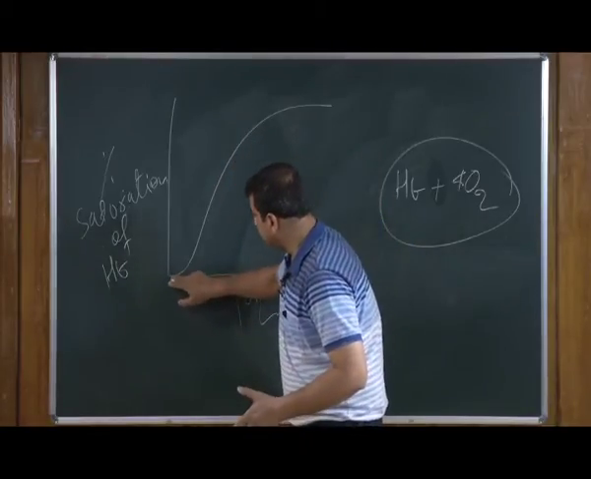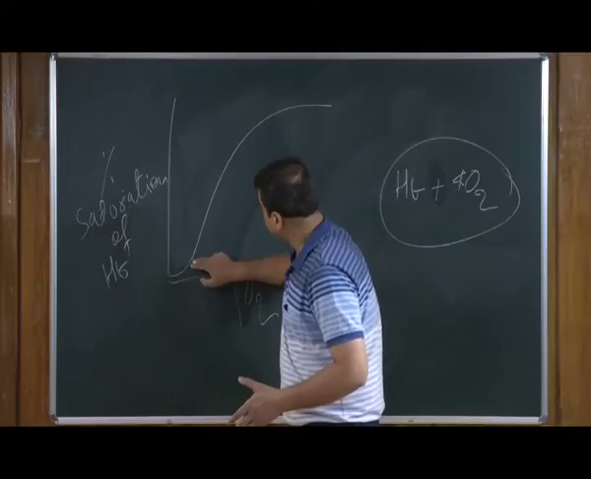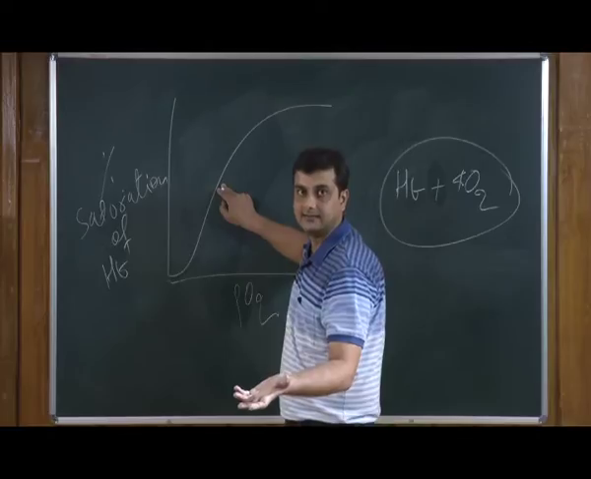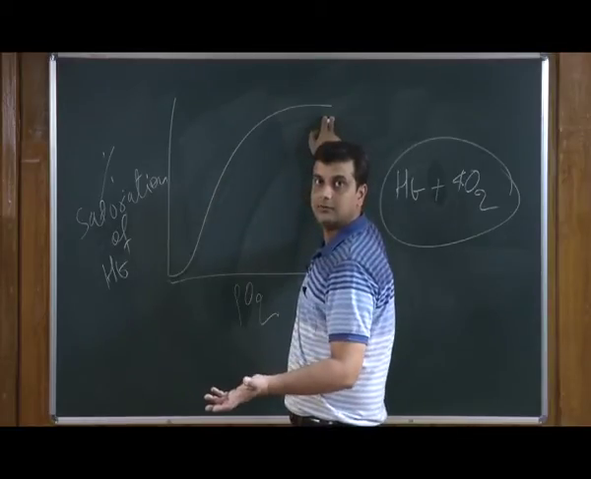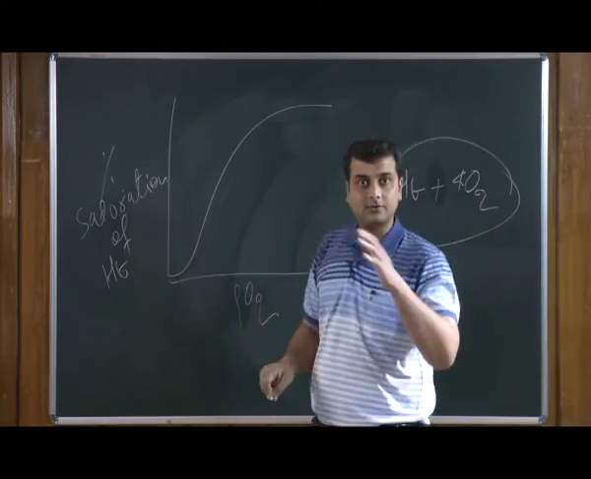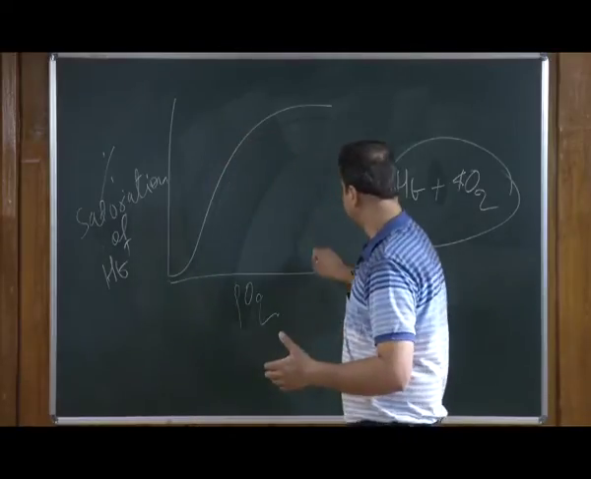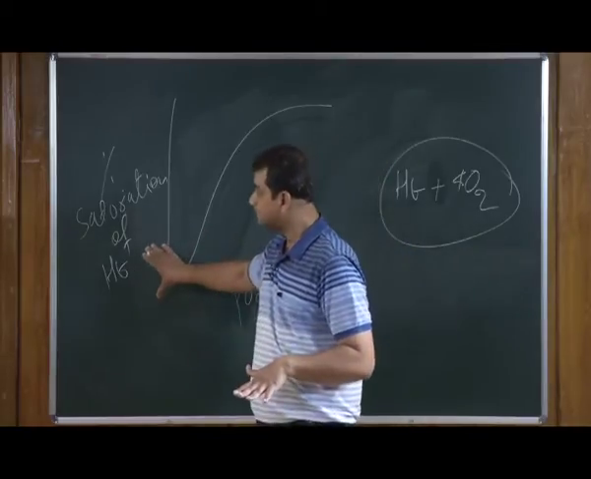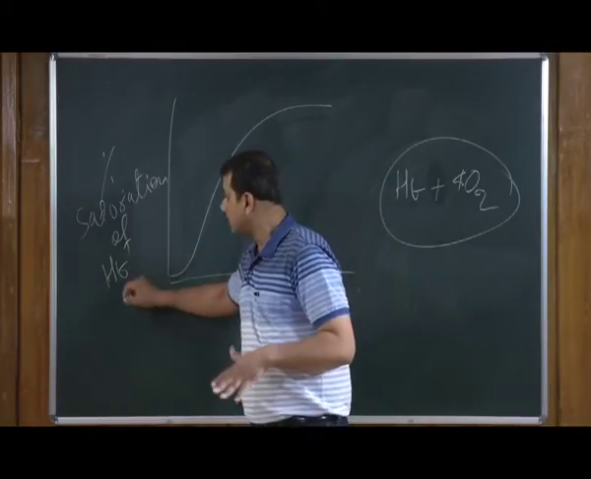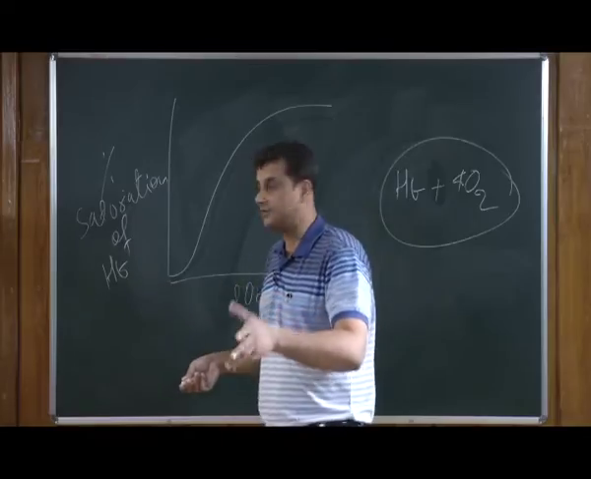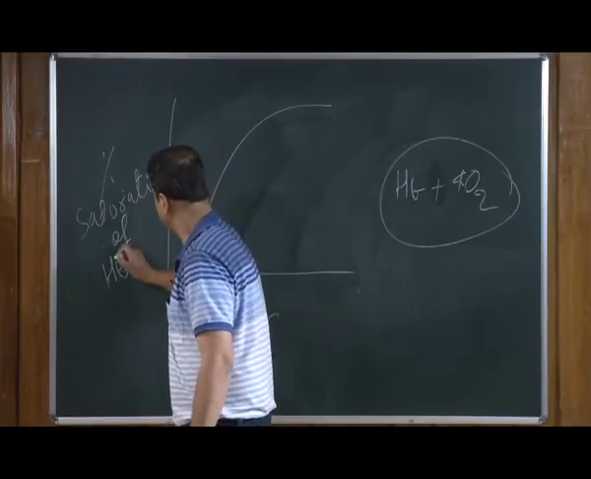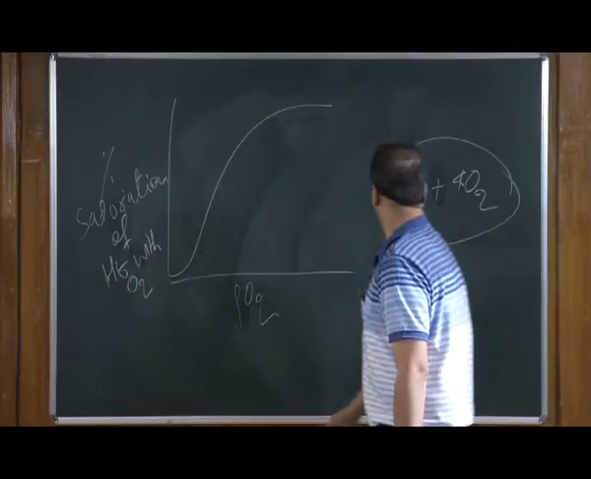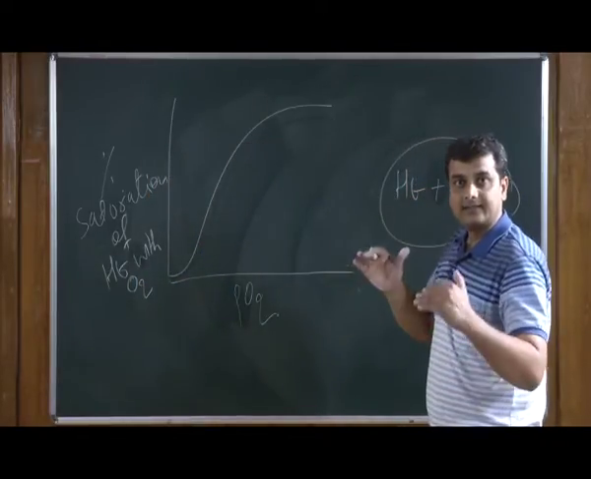So, initially there will be a binding which will again increase the uptake, but then the maximum capacity is 4. So, there will be a saturation. At a certain higher partial pressure of oxygen, the blood is completely saturated with oxyhemoglobin. So, we can simply say the percentage saturation of hemoglobin with oxygen. Here the hemoglobin is getting saturated.